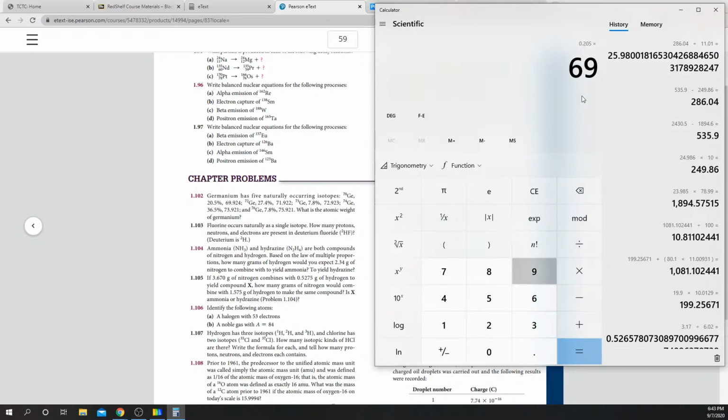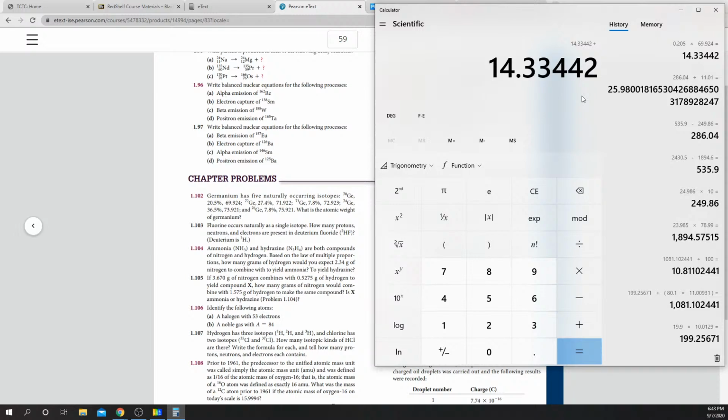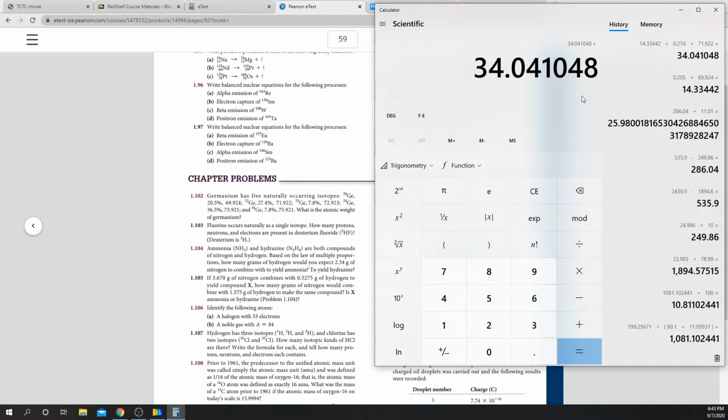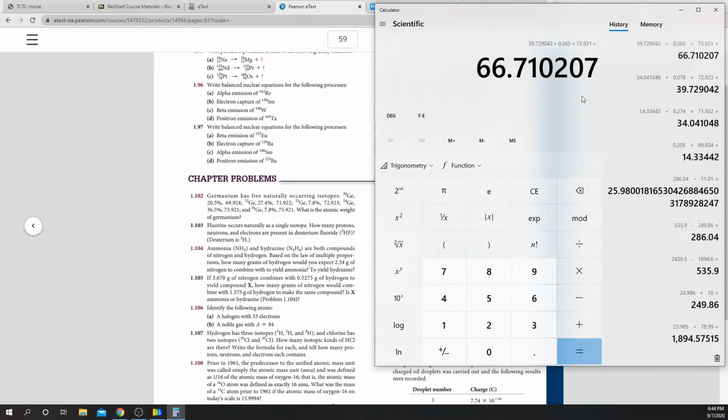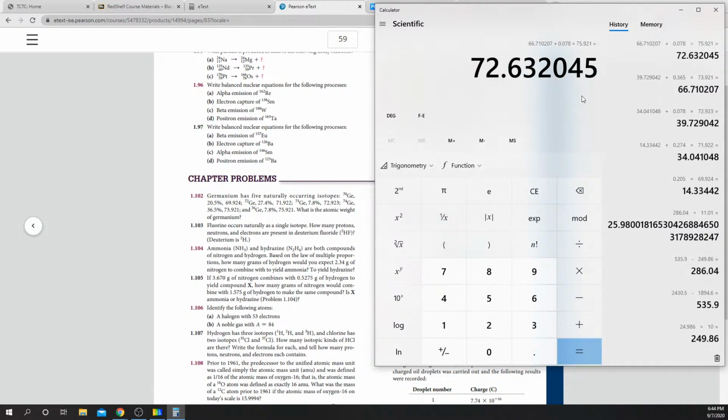All right, so 0.205 times 69.92, oops, 0.924 plus 0.274 times 71.922 plus 0.078 times 72.923 plus 0.365 times 73.921 and plus 0.078 again times 75.921, giving us an average atomic mass for germanium of 72.63.